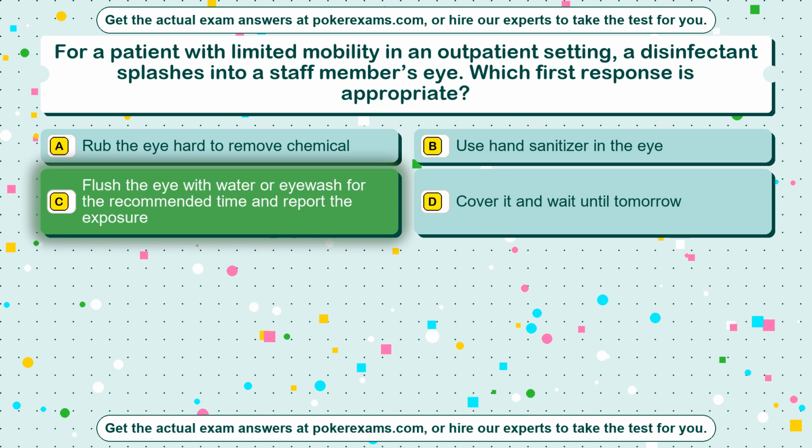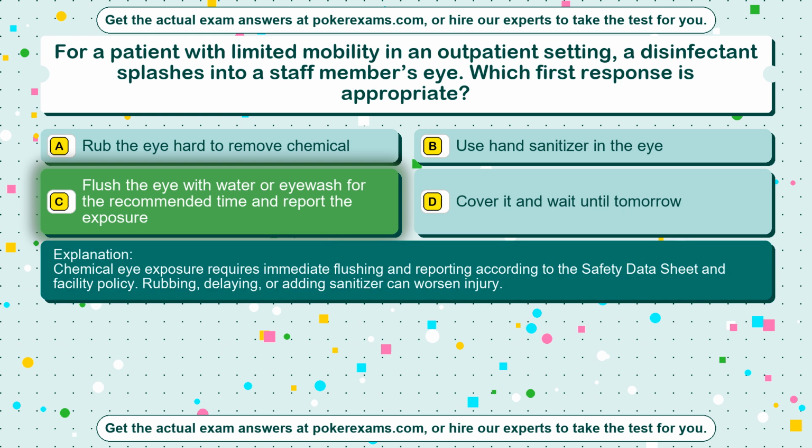The correct answer is option C. Flush the eye with water or eye wash for the recommended time and report the exposure. Chemical eye exposure requires immediate flushing and reporting according to the safety data sheet and facility policy. Rubbing, delaying, or adding sanitizer can worsen injury.